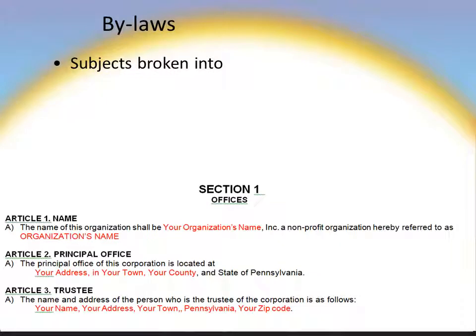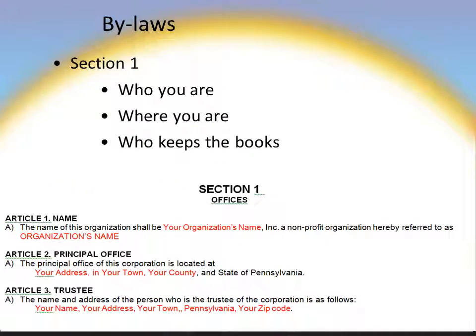Subjects in the bylaws are broken into sections and articles. Section 1 is about who you are, where you are, and who keeps the books. Change all of the red areas to what they represent: the organization's name, the corporate address, and your name and address as the trustee. Change this section to black and save your document.